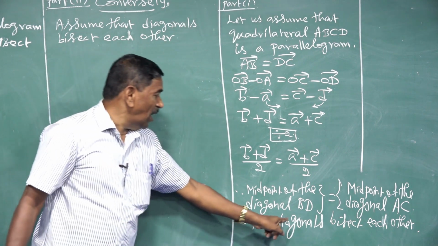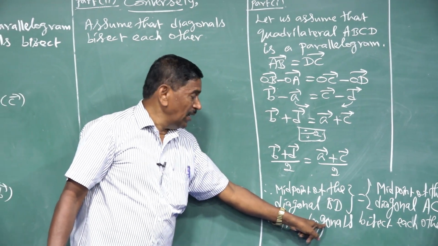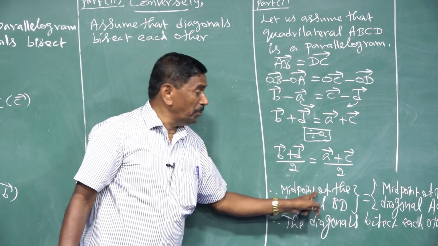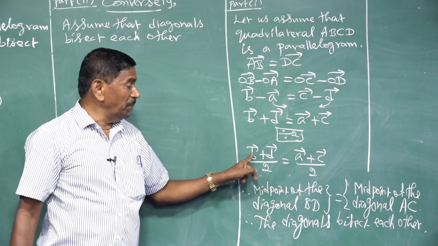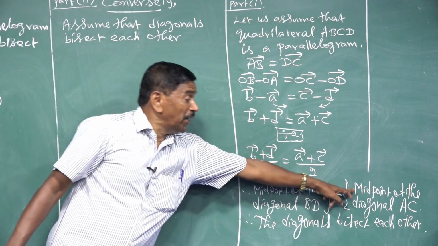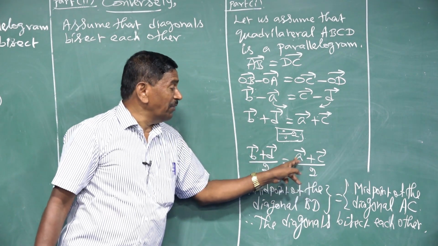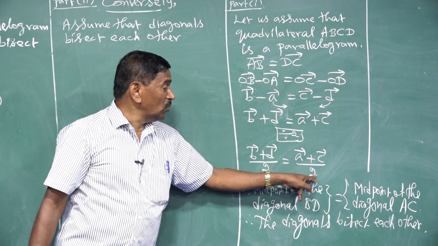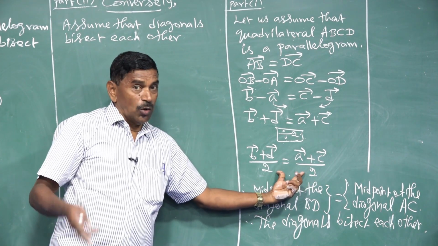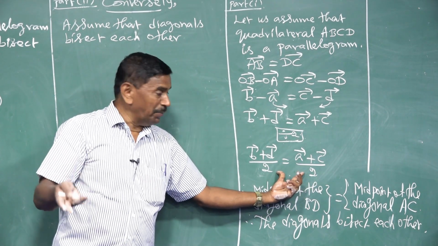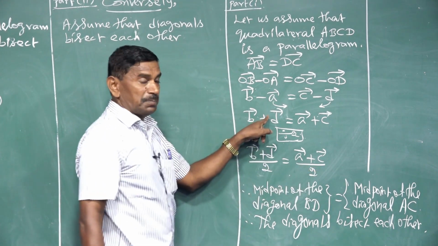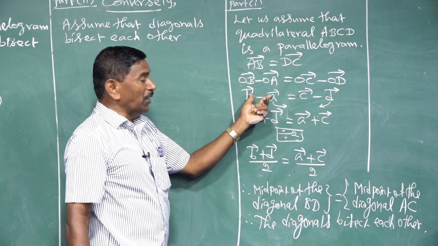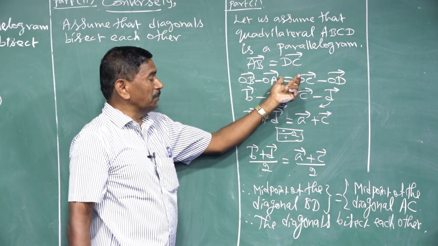Now, assume that the diagonals bisect each other, therefore the midpoint of the diagonal BD equals the midpoint of the diagonal AC. Therefore, the midpoint of BD equals (B vector plus D vector) by 2, equal to the midpoint of AC, which equals (A vector plus C vector) by 2. Now, this by 2 is no need. How to eliminate? Yes, multiply by 2 on both sides, the 2 cancels. We get the before step. And B and A on one side, C and D on one side.